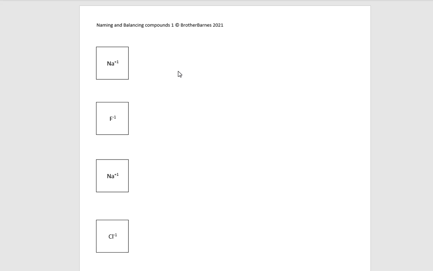Let's learn how to name and balance chemical compounds. This is the foundation for balancing chemical equations.